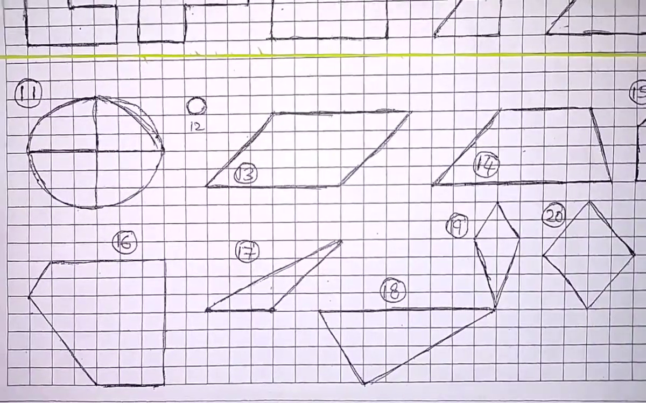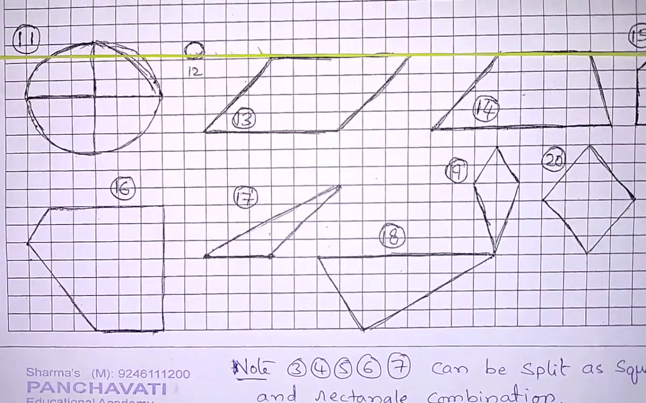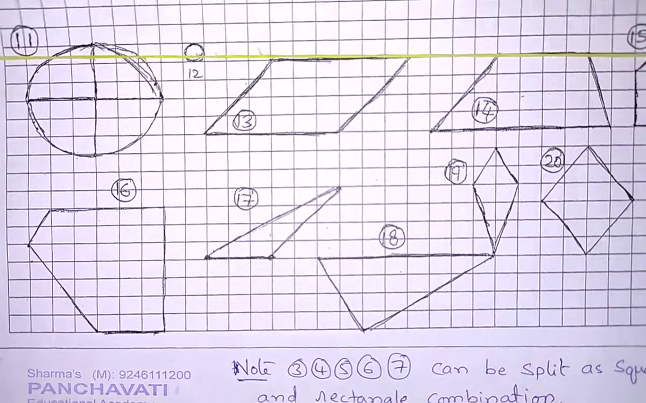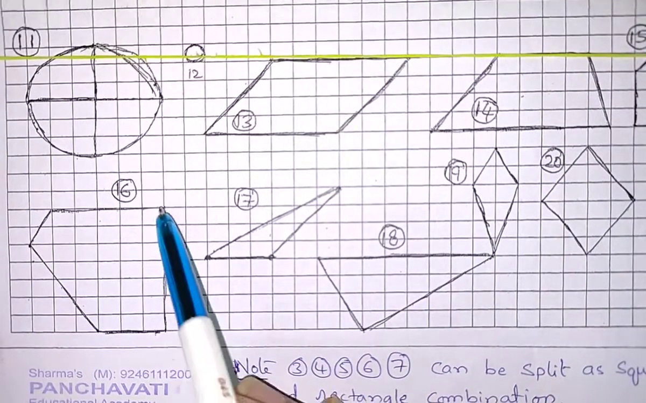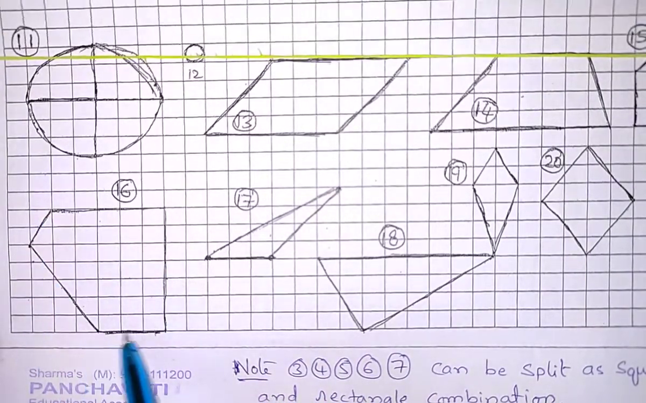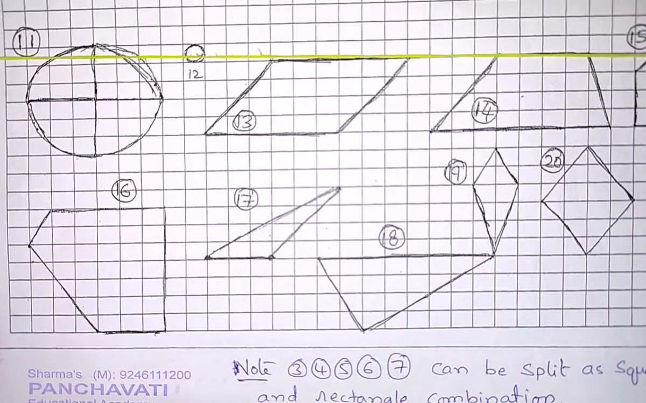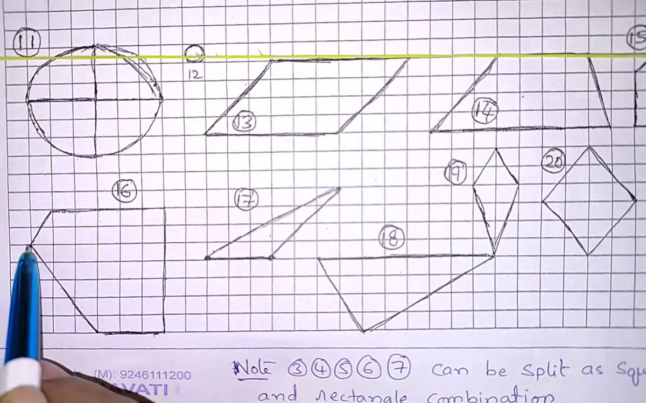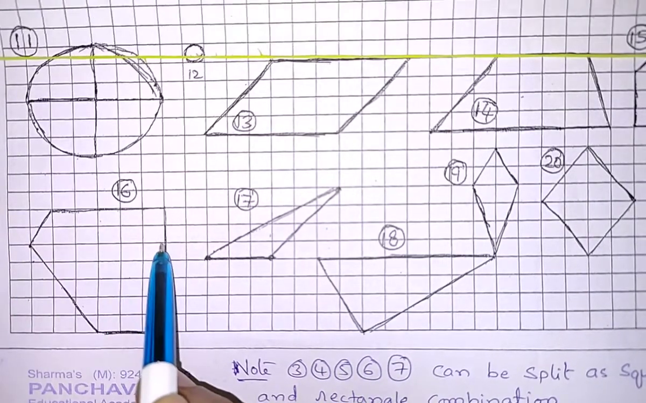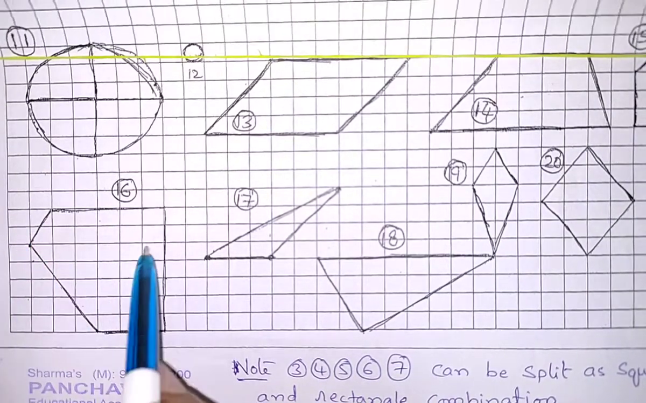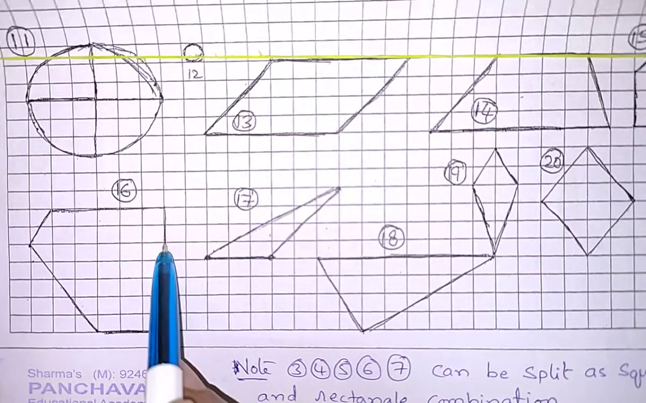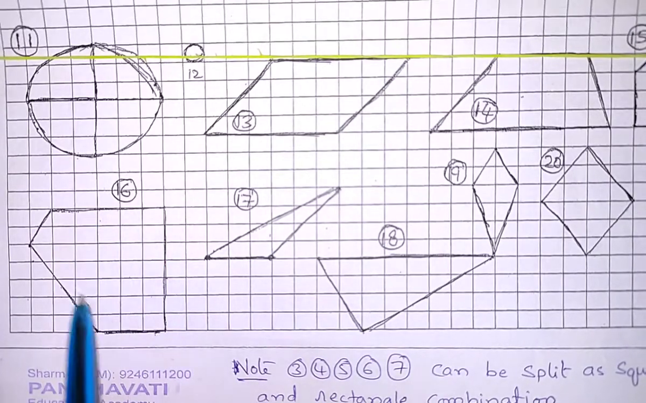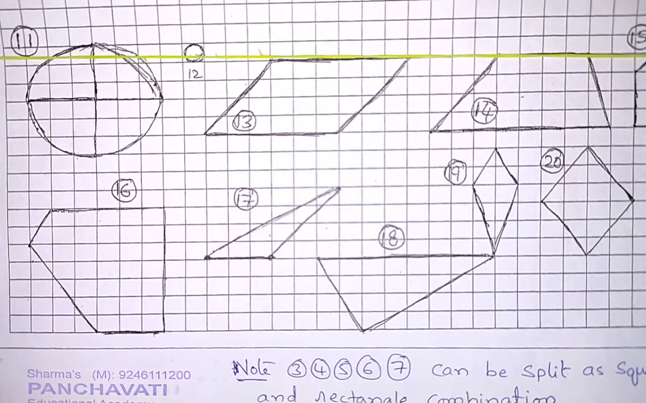Now let us take a pentagon. 5 sides: 1, 2, 3, 4, 5 sides. Then how to deal with it? It's not looking like any of the conventional diagrams. But if you draw a line from here, you will get one trapezium this side and one trapezium this side. So find the area of this trapezium and the area of this trapezium separately and add them.